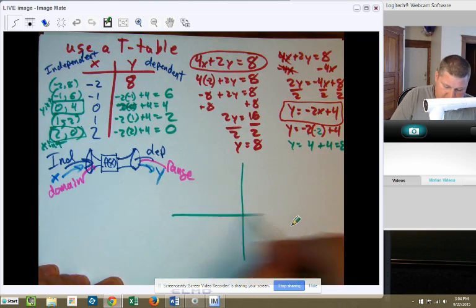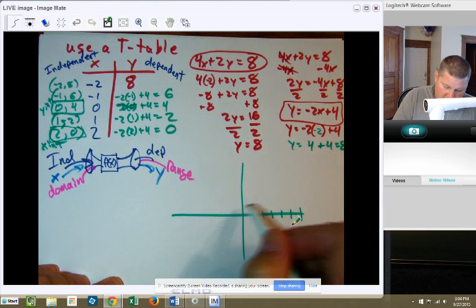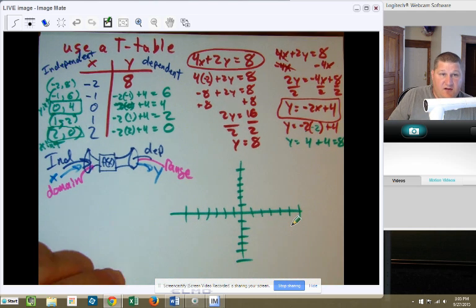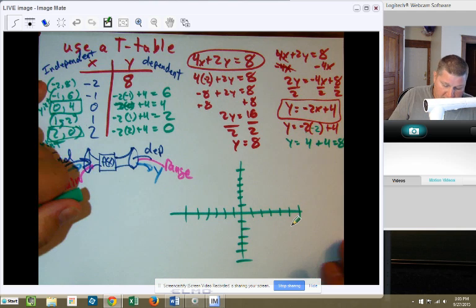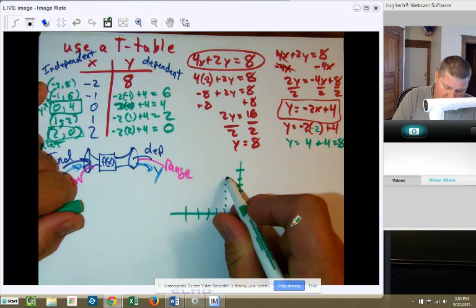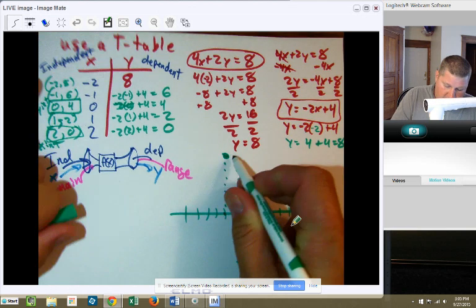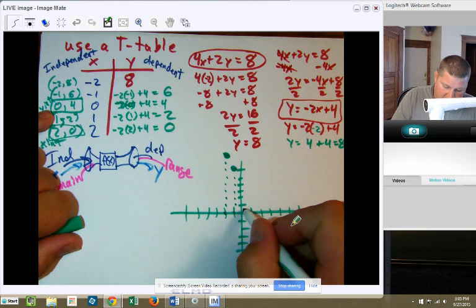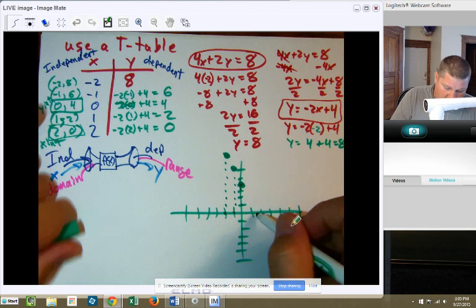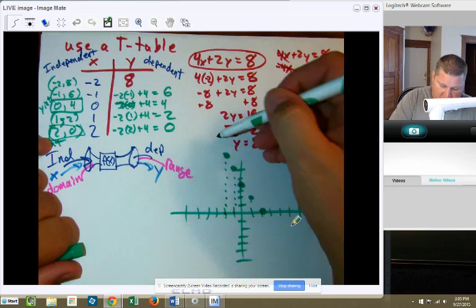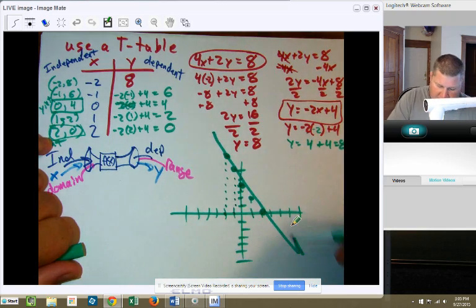So here we go. 1, 2, 3, 4, 5, 6 along each axis, and it starts to look really good here. In this case, we're going to say back 2 and up 8. Back 1 and up 6. Up 4. Up 2. Up 0. And now I have a whole bunch of points, and I can graph this line.